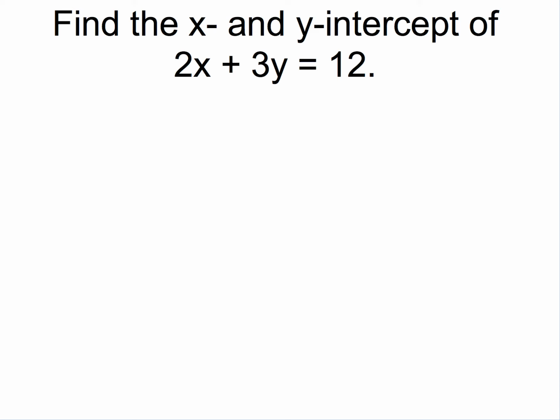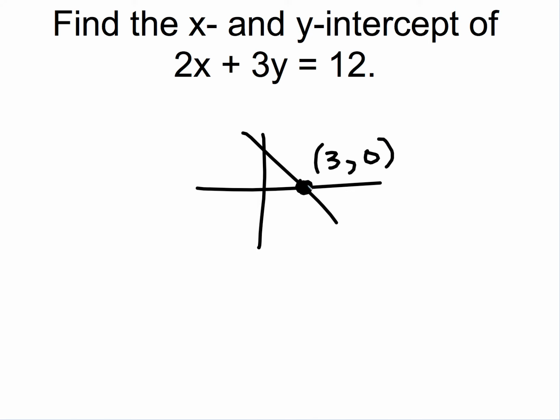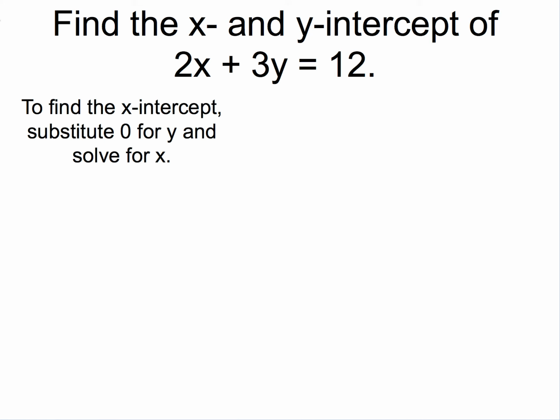If I'm trying to find the x-intercept first, what would the y value be? Well, if it's crossing the x-axis, let's just say right here, what is my y value? My y value is 0, no matter what the x value is. Let's say it's 3, I'm just making that up. Then the y value would have to be 0 because you're not moving up or down. So like it says here, in order to find the x-intercept, you substitute 0 for y. And then you solve for x.